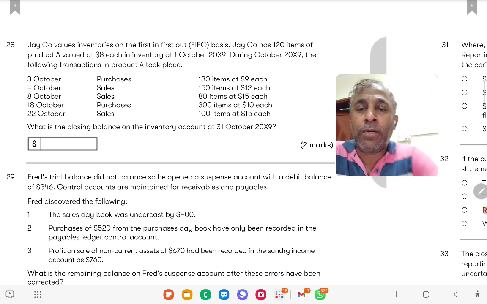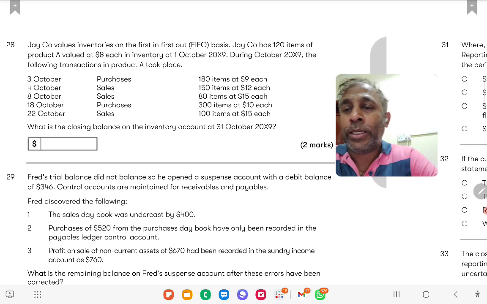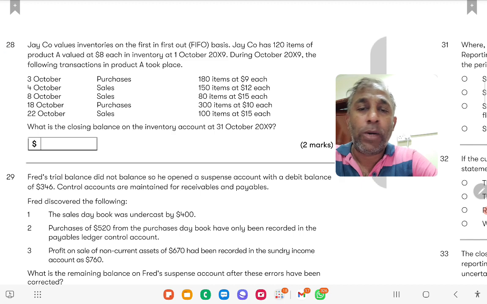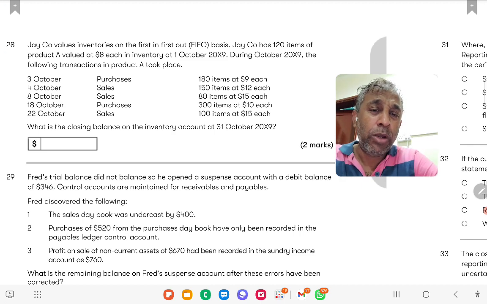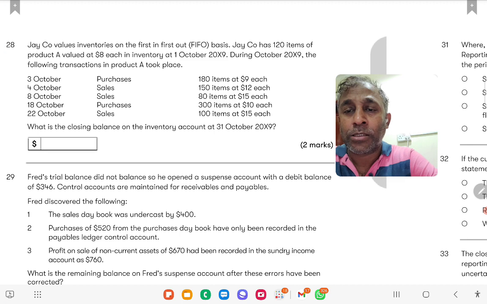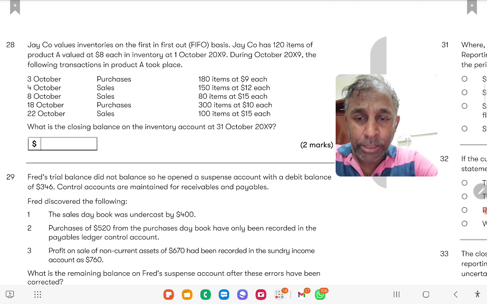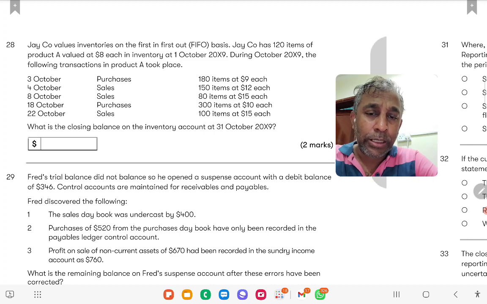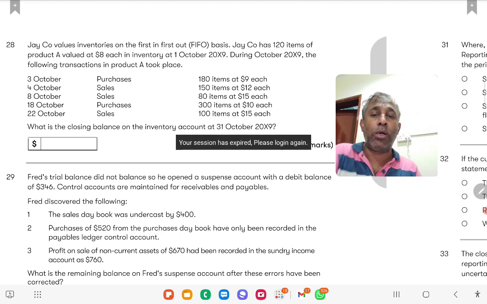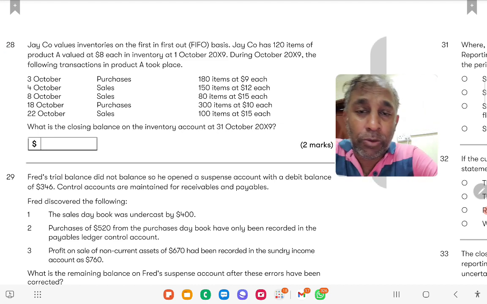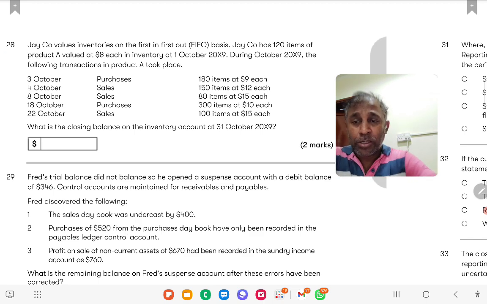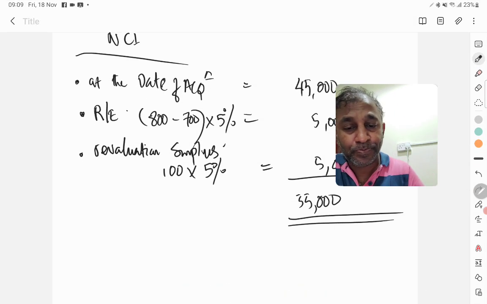J Company values inventories on the first in first out basis. J Company has 120 items of product A valued at 8 each in inventory on 1 October 2019. During October 2019, the following transactions in product A took place. What is the closing balance on the inventory account on 31st? Now, you need to note what method of inventory valuation they are using. They are using the FIFO method, so let's work this out.